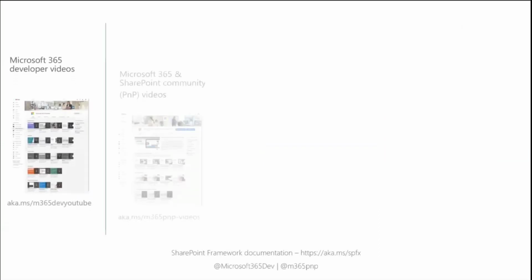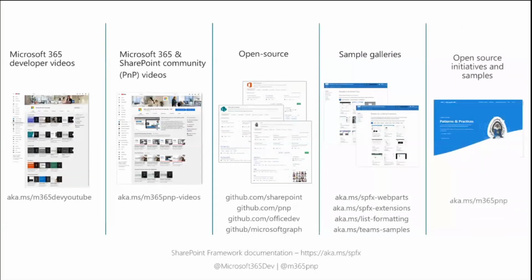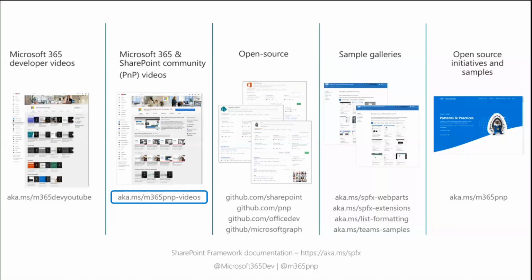This slide here is going to cover all of our links. So we've got links to our developer videos, links to our community videos, open source repositories. That includes the Microsoft Graph repository, Office Dev, PnP, and SharePoint. Encourage you to check all of those out. All of those are looking for contributions and people to participate. Sample galleries, tons and tons and tons of amazing samples. I know I use these as a reference for a lot of the stuff I'm working on, and I hope all of you are as well. Tons of great stuff there.